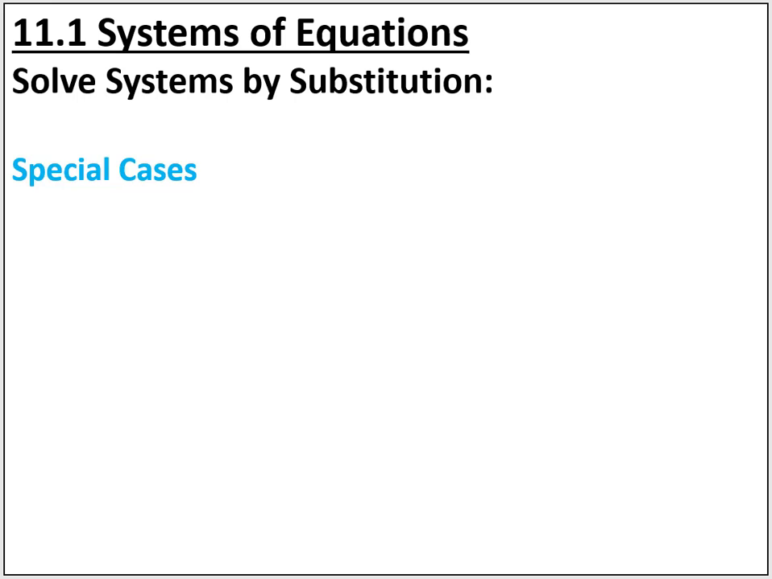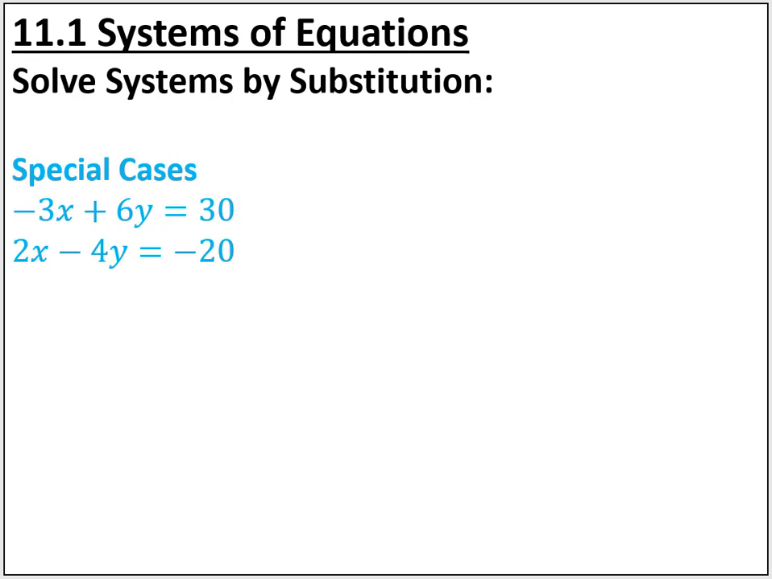Hi, welcome back to section 11.1, solving systems by substitution. In this video, we're going to cover special cases. So let's take a look at the first system we have here. The first equation of this system is negative 3x plus 6y equals 30. The second equation is 2x minus 4y equals negative 20.